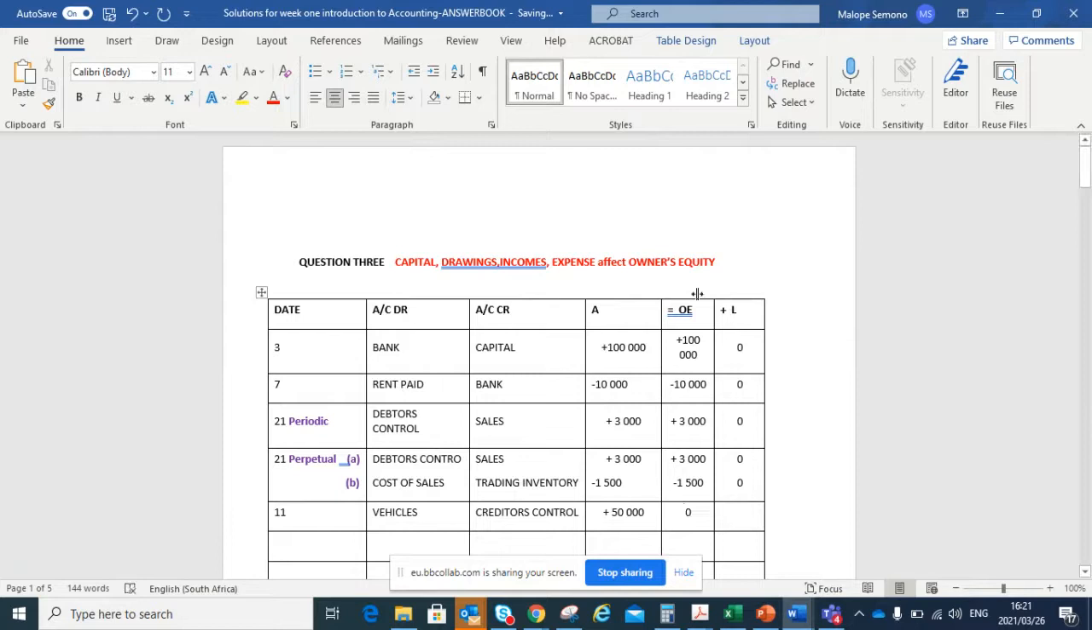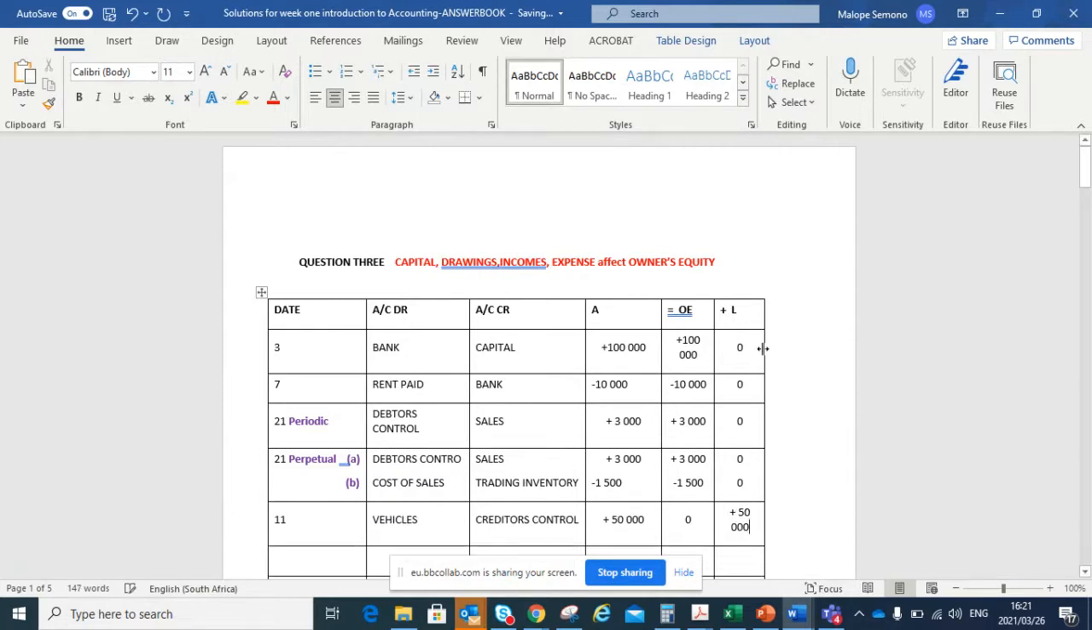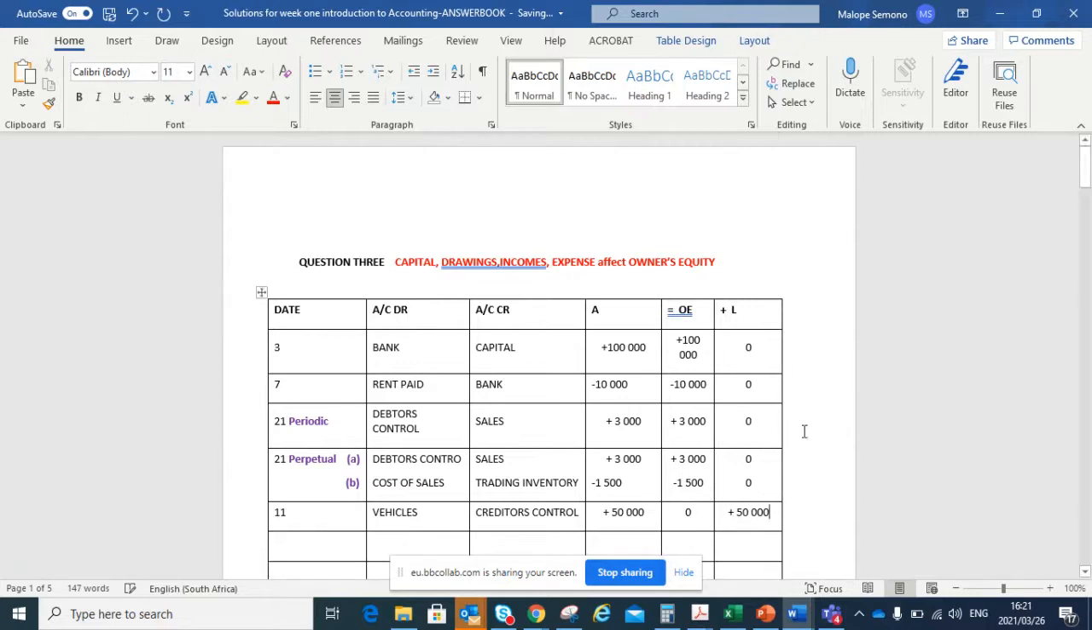But here we don't have. Remember, I can't come to the owner's equity because I don't see the following. Remember, I wrote them on top there. I don't see capital, I don't see drawings, I don't see incomes, I don't see expenses. So I cannot come here. But I do have my liability because when I analyzed, I realized that I do have a liability there. Can you see the importance of analyzing? It will direct you to go and write the correct thing.